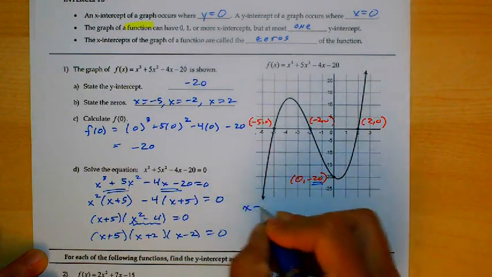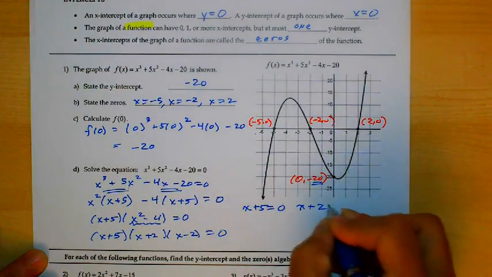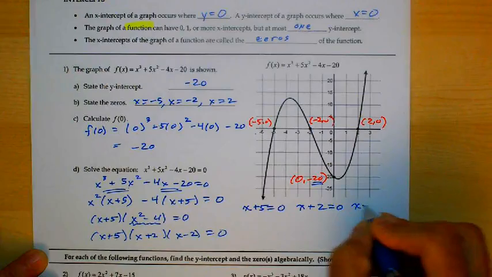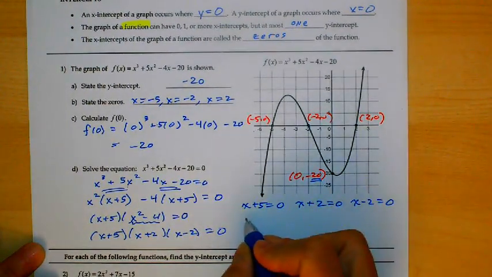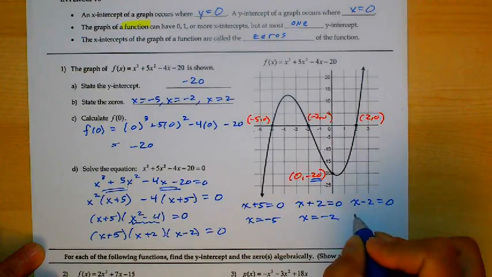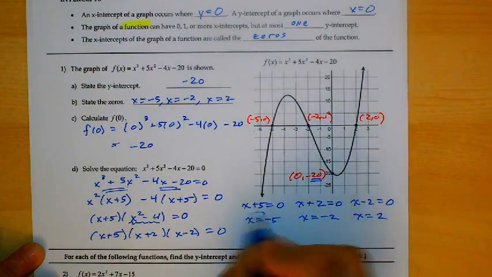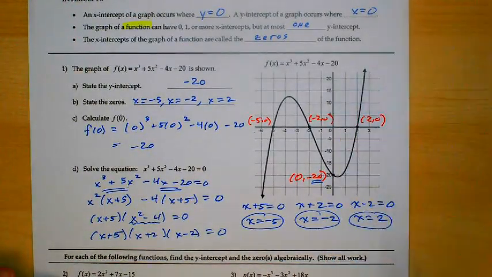All right, let's set each factor here equal to 0. Once again, this could be maybe a mental step for a lot of you. If you do want to write it out, that's fine too. But we would now algebraically come up with the values x equals negative 5, x equals negative 2, and x equals positive 2. And we have found the values of the three zeros using algebra. And of course, they do match the values from the graph.